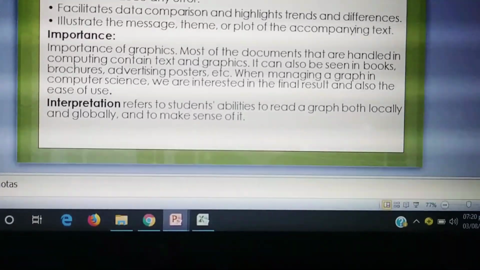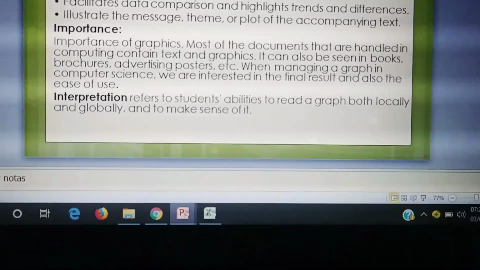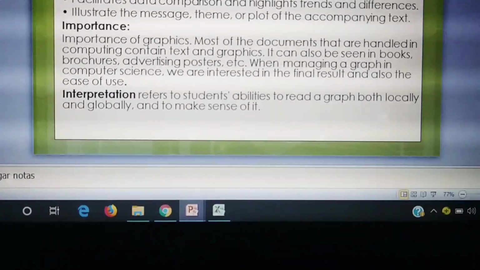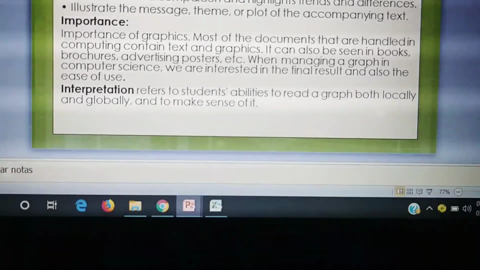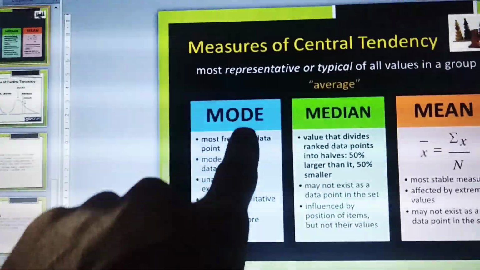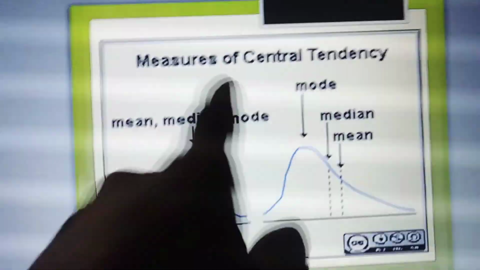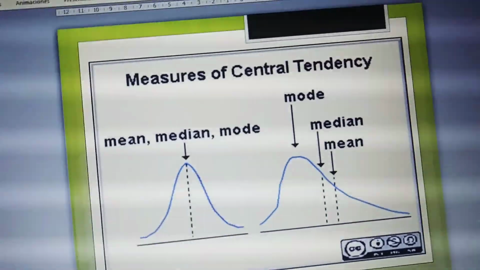It can also be seen in computer science books, which are interested in the final result and also the ease of use. Interpretation refers to a student's ability to read and grasp both the local and global to make the sentence. Well, this is an example of the measures of central tendency: the mode, the median, and the mean. This is a graph, similar to the other, of the mean, median and mode.